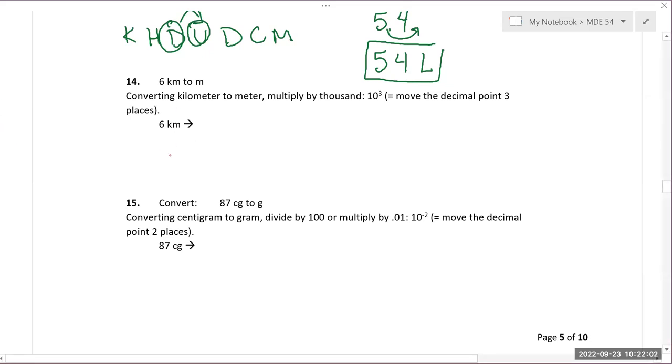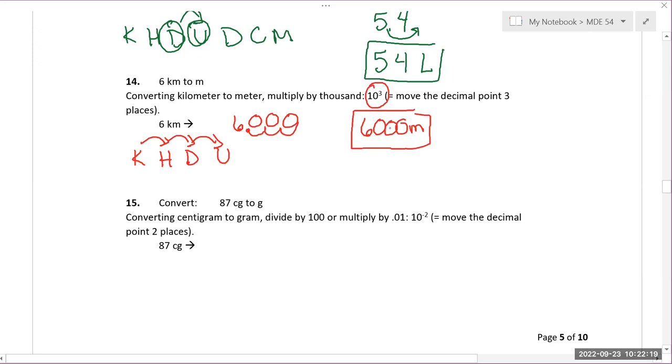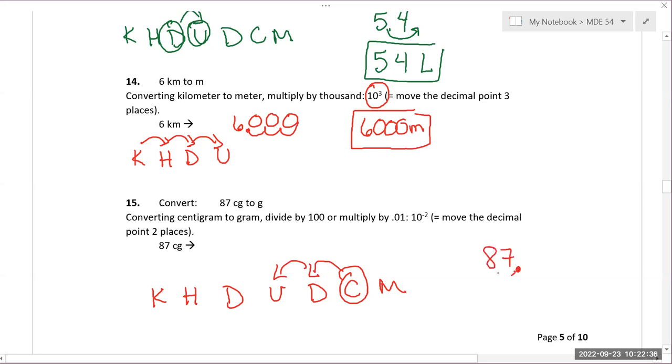So kilometers to meters, King Henry doesn't usually. 1, 2, 3. So it would be 6,000 meters, or basically multiplying by 1,000. And then finally, King Henry doesn't usually drink chocolate milk. I want centigrams to grams. 1, 2, and I'm going to get 0.87 grams.